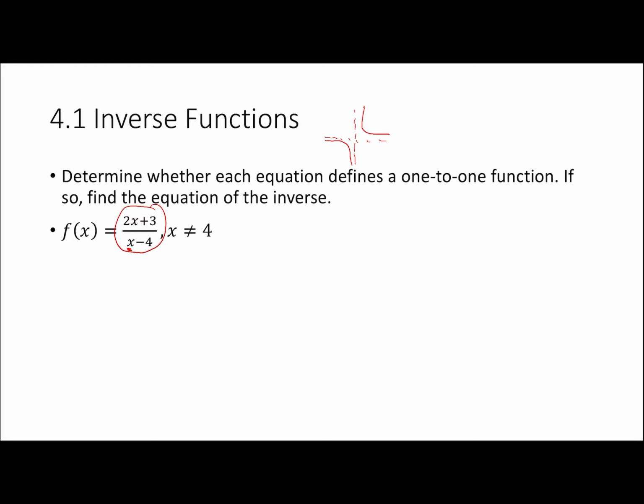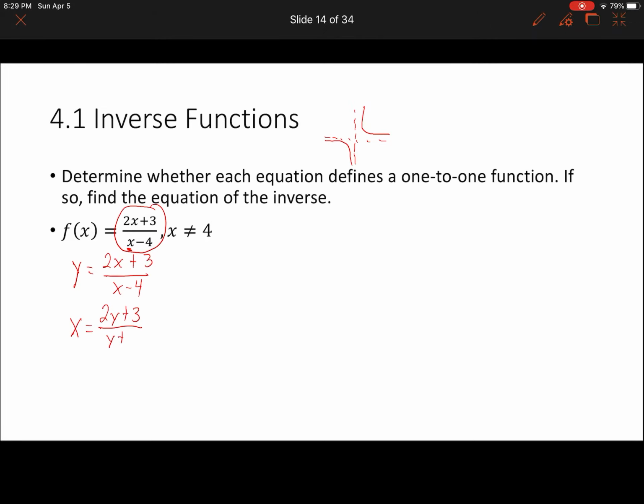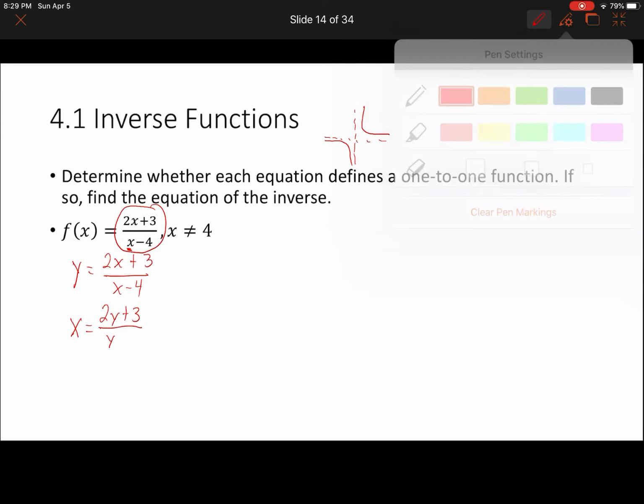And so we're going to find the inverse like we've done all the others. We're going to replace f of x with y. And so our function here looks like this. To find the inverse, we're going to replace x with y and y with x. And so we're going to rewrite it as x equals 2y plus 3 over y plus 4. Or, I'm sorry, y minus 4. Make sure I have the right sign or we're going to be messed up.